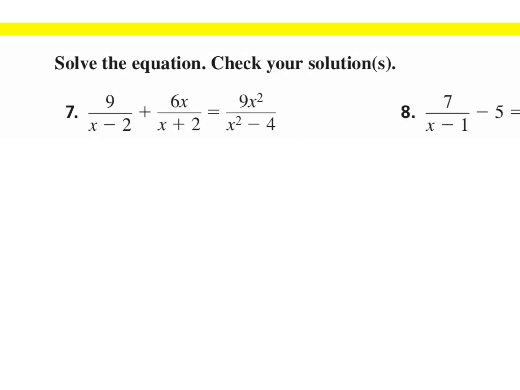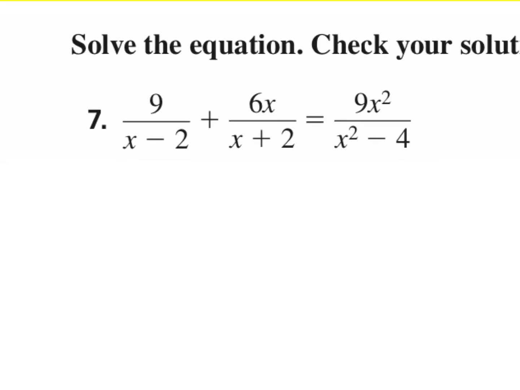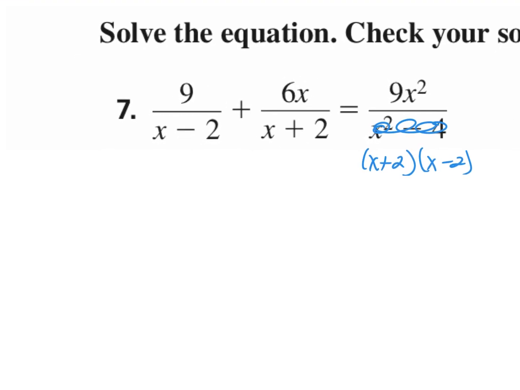All right, we can do it. We can do it. What am I going to do? Factor. Perfect. This is plus 2 minus 2, correct? All right, so what's our common denominator going to be, guys? X plus 2 and x minus 2.